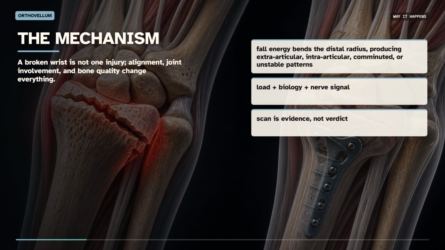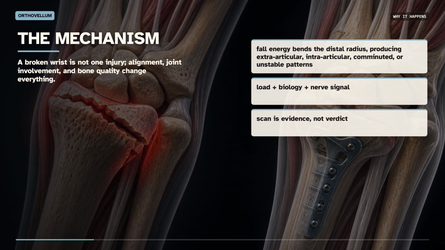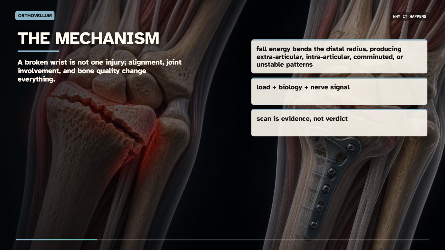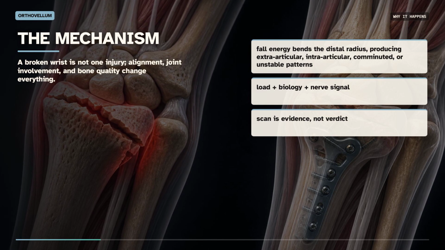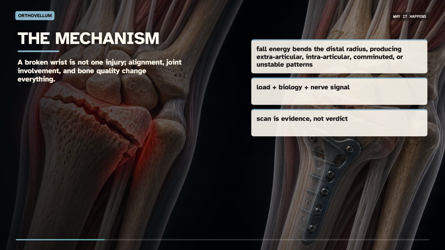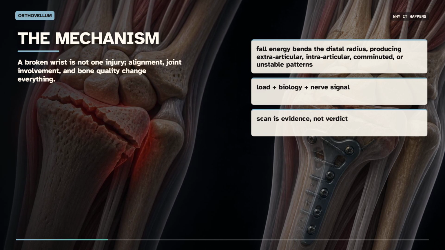This is why two people with similar images can feel very different. Tissue appearance, load, inflammation, nerves, strength, and confidence all interact. For the lay viewer, the question is not, what word is on the scan? The better question is, what system is failing? For the resident, the question is sharper. What is the pain generator, what is the structural risk, and what can safely wait?